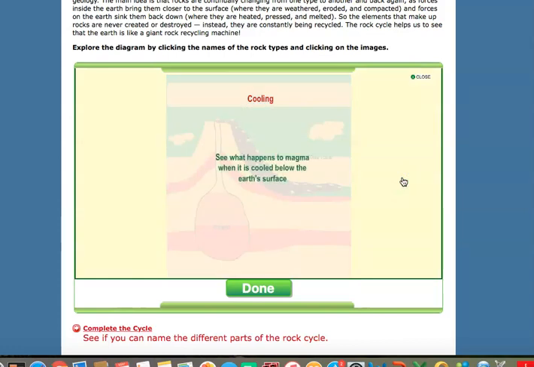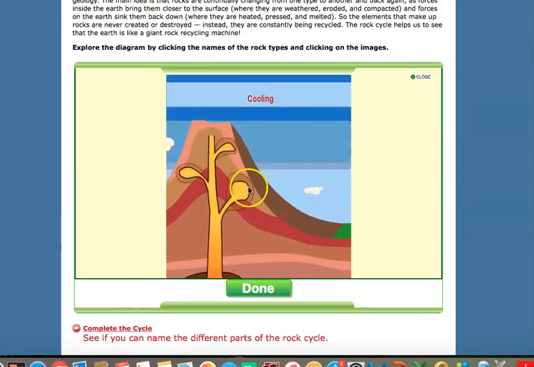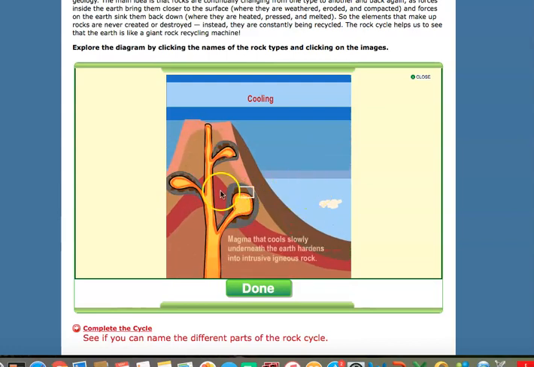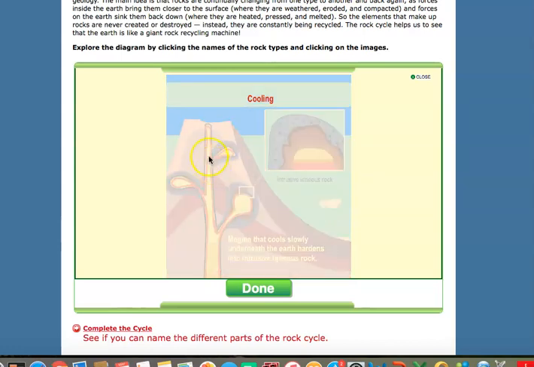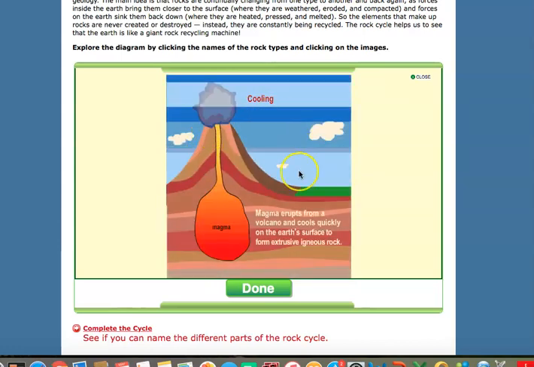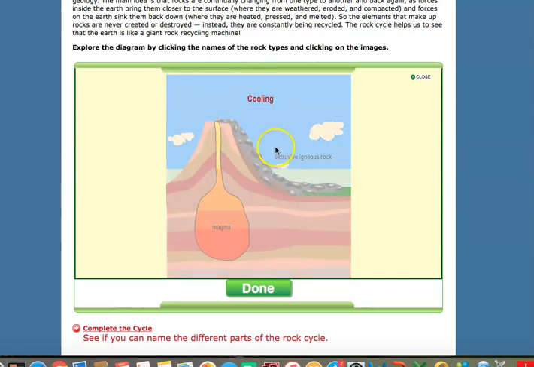And this magma or lava can cool in two different ways. It can either happen on the inside of the Earth's surface, on the inside of this volcano, which we would call intrusive. Think of that prefix in, intrusive igneous rock. That cooling is going to happen a lot slower compared to our extrusive igneous rock, which would be on the outside of the volcano. So intrusive igneous rock is going to be on the inside, extrusive on the outside.